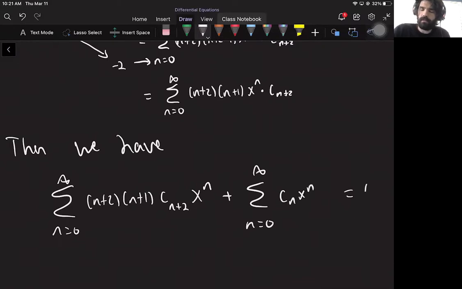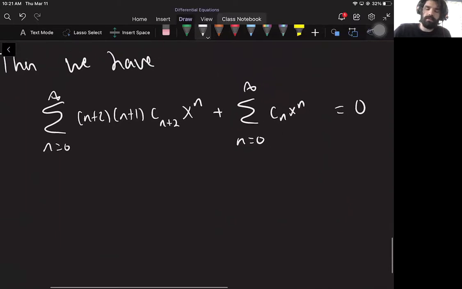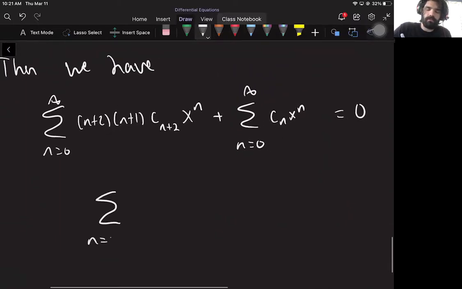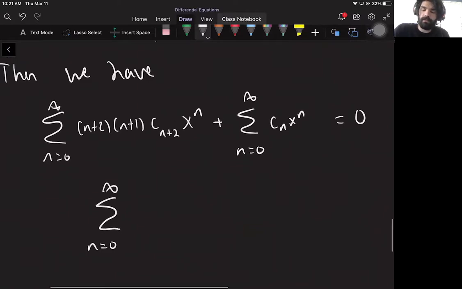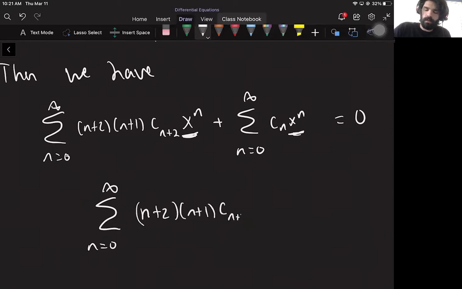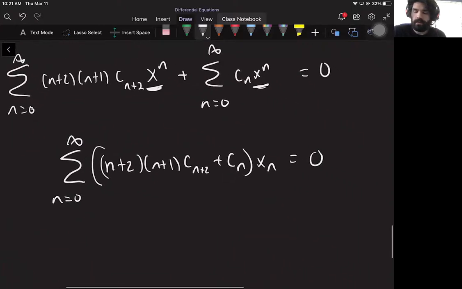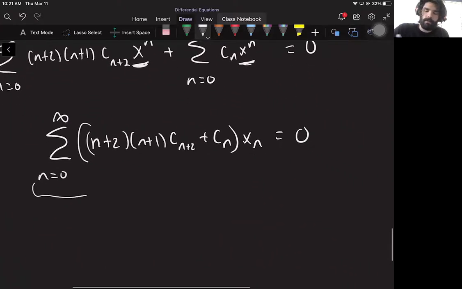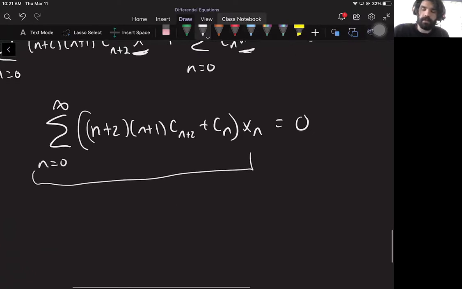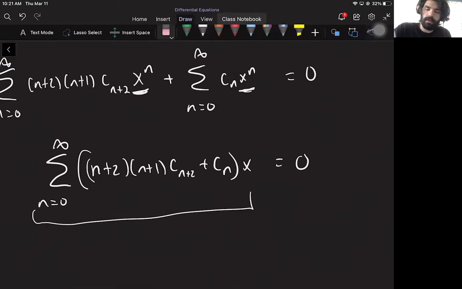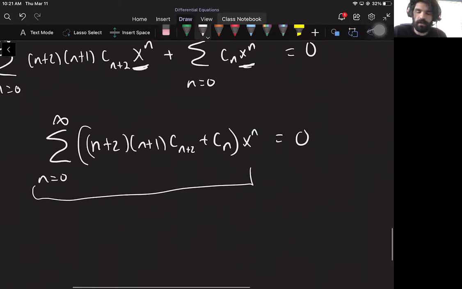But now the point is I can combine these into one big power series. The idea is that you're factoring out x to the n from each term that you plug in, and then you end up with the two terms added together, and then x to the n outside of all that. Okay, so the trick here is that this side is just a bunch of powers of x added together.